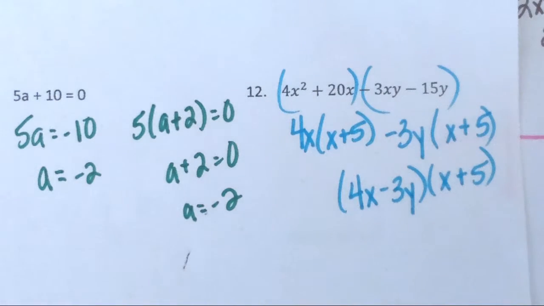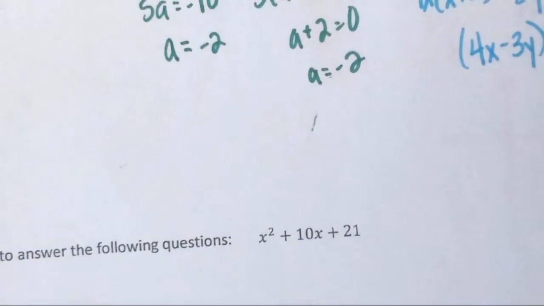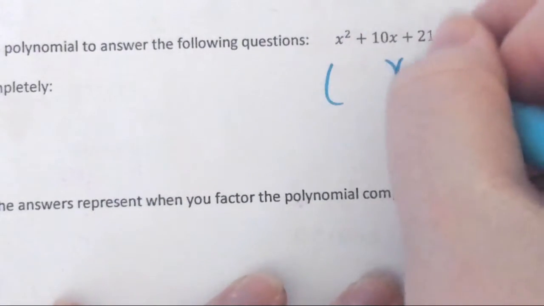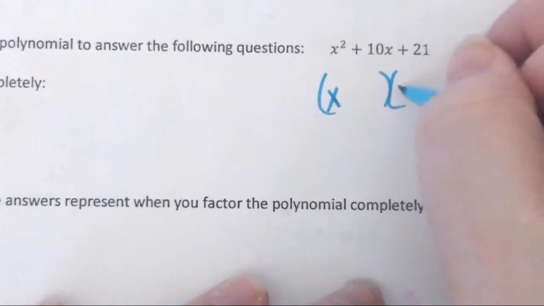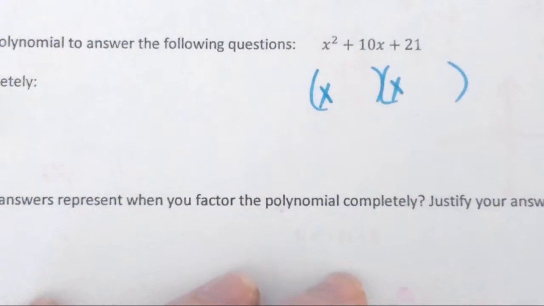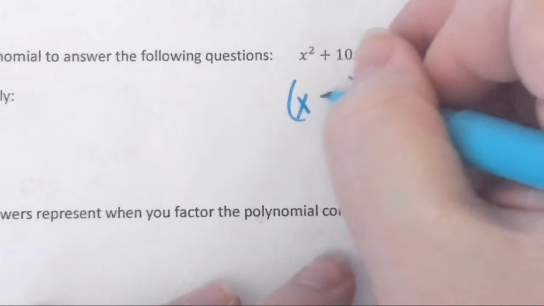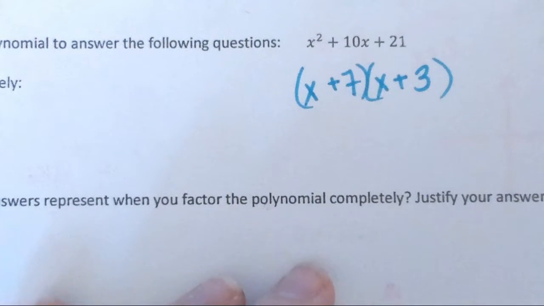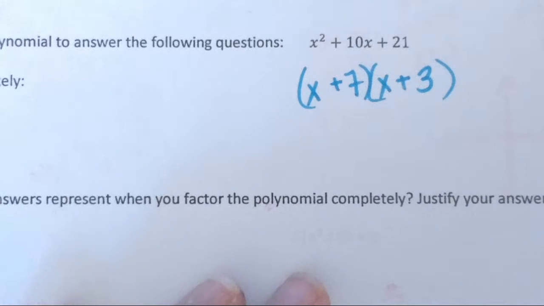Okay, on number 13, it's actually the easiest one of the day, even though it's got a couple parts. We want to factor this completely. So how can we factor this? Thank you, Gilberto. 7 plus 3 is 10. 7 times 3 is 21. Perfect. So we've done part A. We have factored completely. We're done.